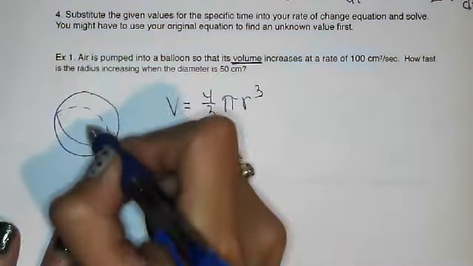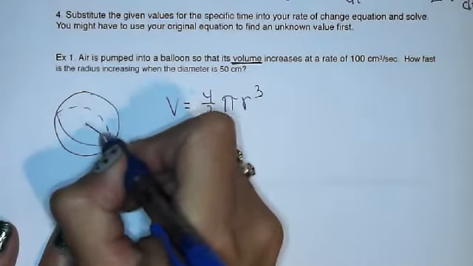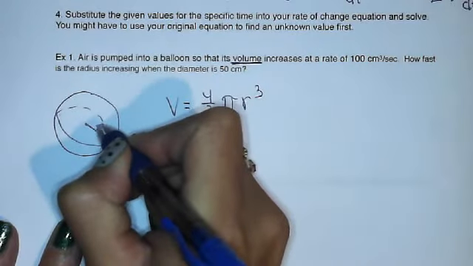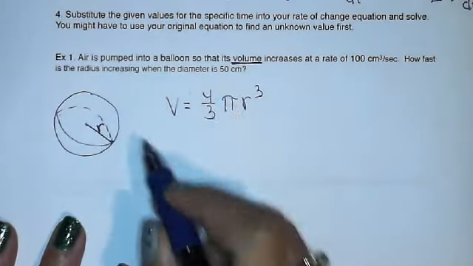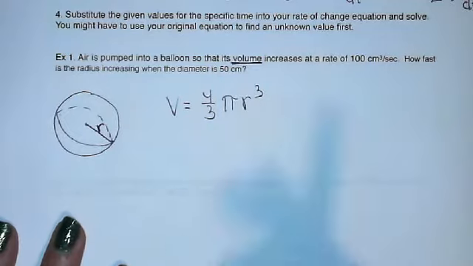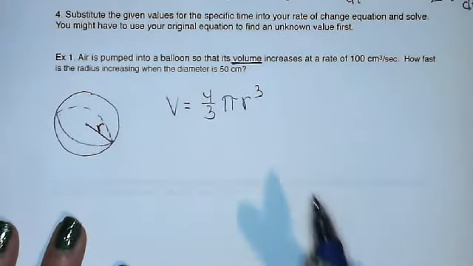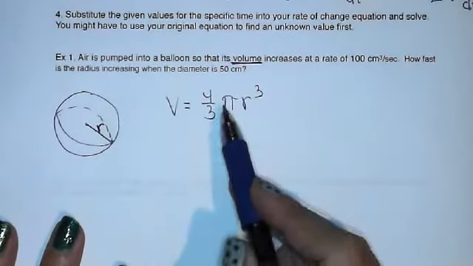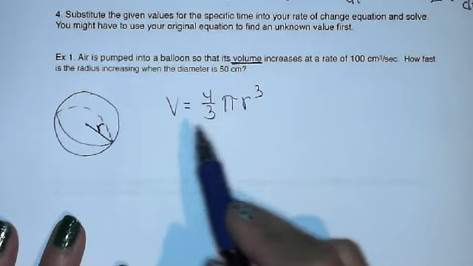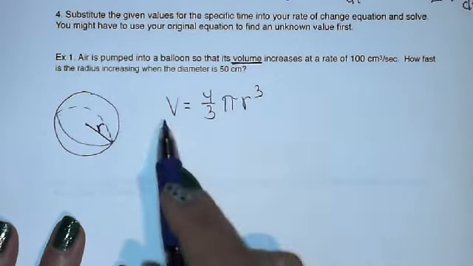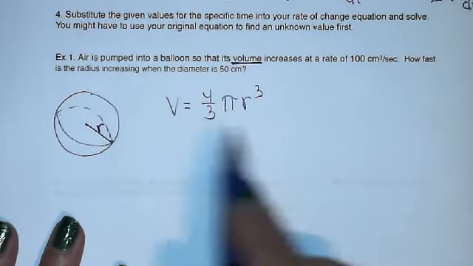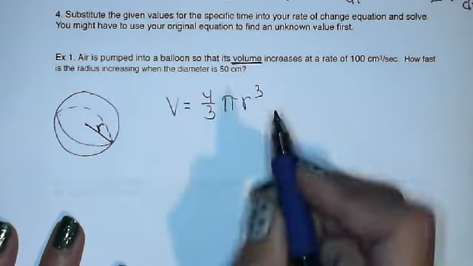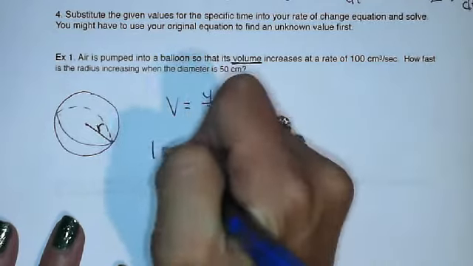Okay, so step one's done. The only two variables we're going to work with are radius and volume. So now I'm at step, drew the picture, wrote the equation. Now I'm ready to write my rate of change equation. This is where I'm going to do derivative all the way through. So I'll start with the v.